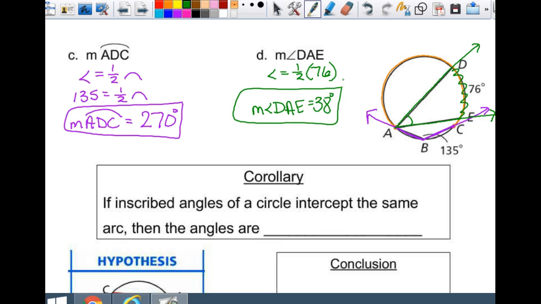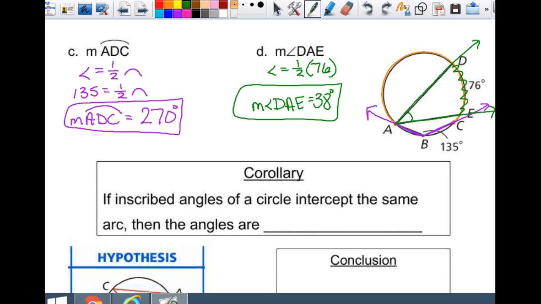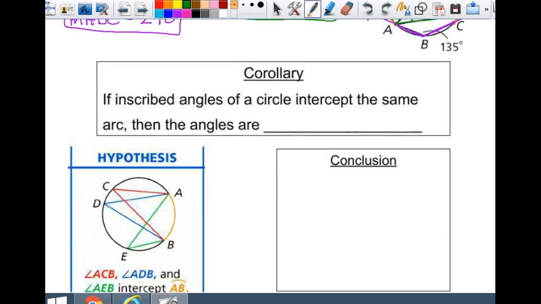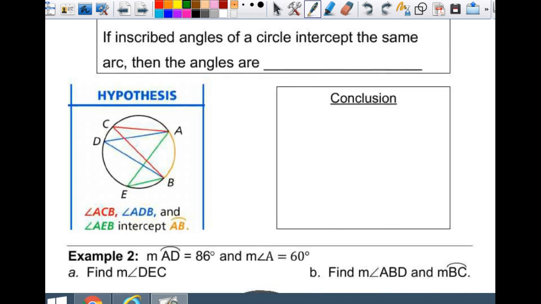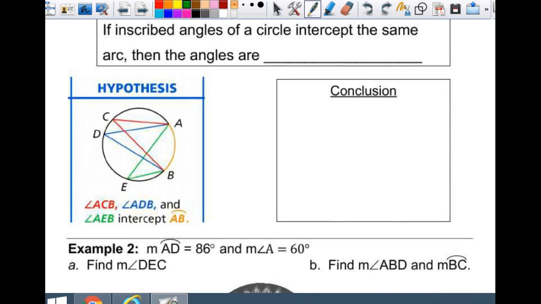Okay. Questions about that? We good? Label, label, label, people. Those were just two things on one picture. You might have a whole lot more than that. Okay, so then we have a corollary. Corollary says, and remember, a corollary is just like a theorem that comes directly from another one. If inscribed angles of a circle intercept the same arc, then they are blank.